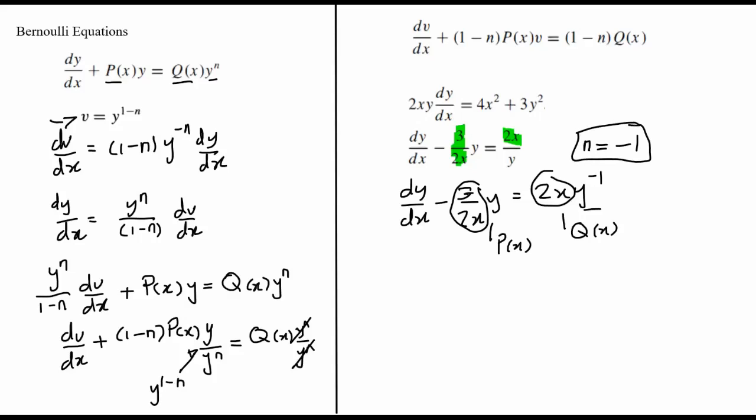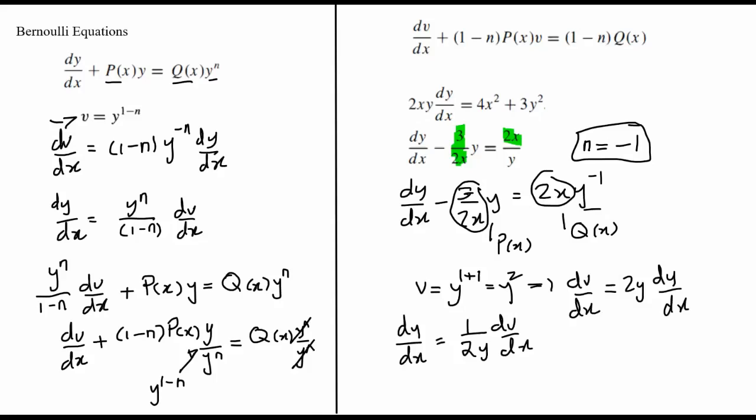That's important because that tells us that our substitution that should work is v = y^(1-(-1)) = y^(1+1). So it's equal to y squared. So that substitution should work. Now, it is a good idea not to memorize this equation here. So we get basically (1/2y) dv/dx - 3/(2x) y = 2x/y.